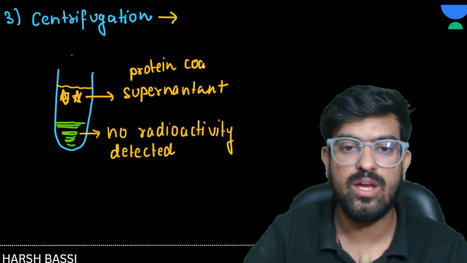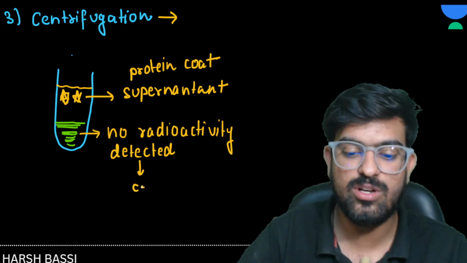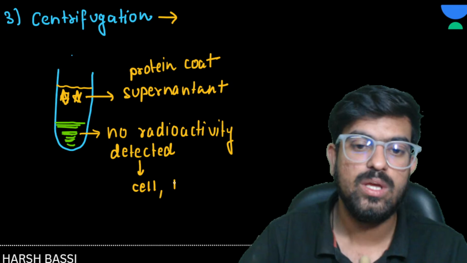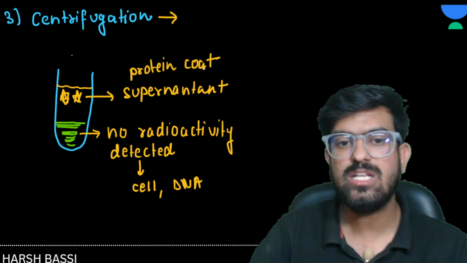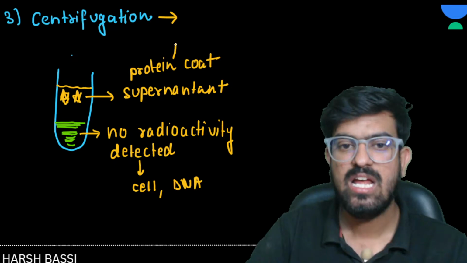So in supernatant protein coat was there, and here the cell was there, DNA was there, yes or no? So in this case, it is sure that protein is made up of sulfur and protein is not the genetic material, yes or no?